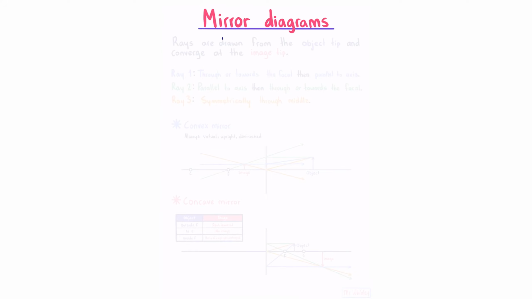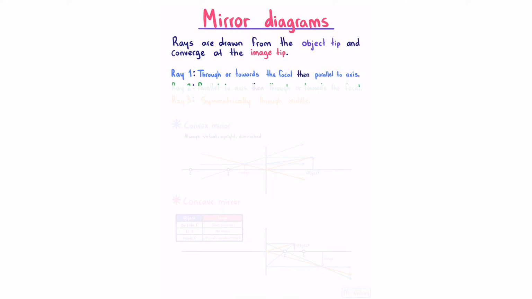Mirror diagrams. Rays are drawn from the object tip and converge at the image tip. Ray 1 goes through or towards the focal, then parallel to the axis. Ray 2 is the opposite, parallel to the axis, then through or towards the focal. And Ray 3 is just symmetrically through the middle.